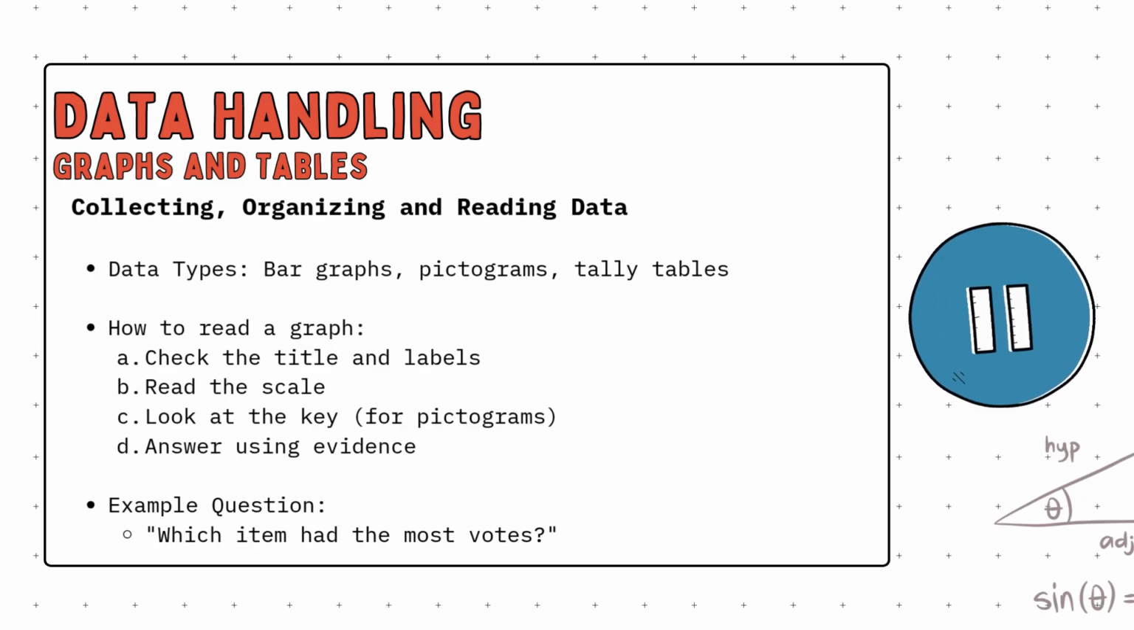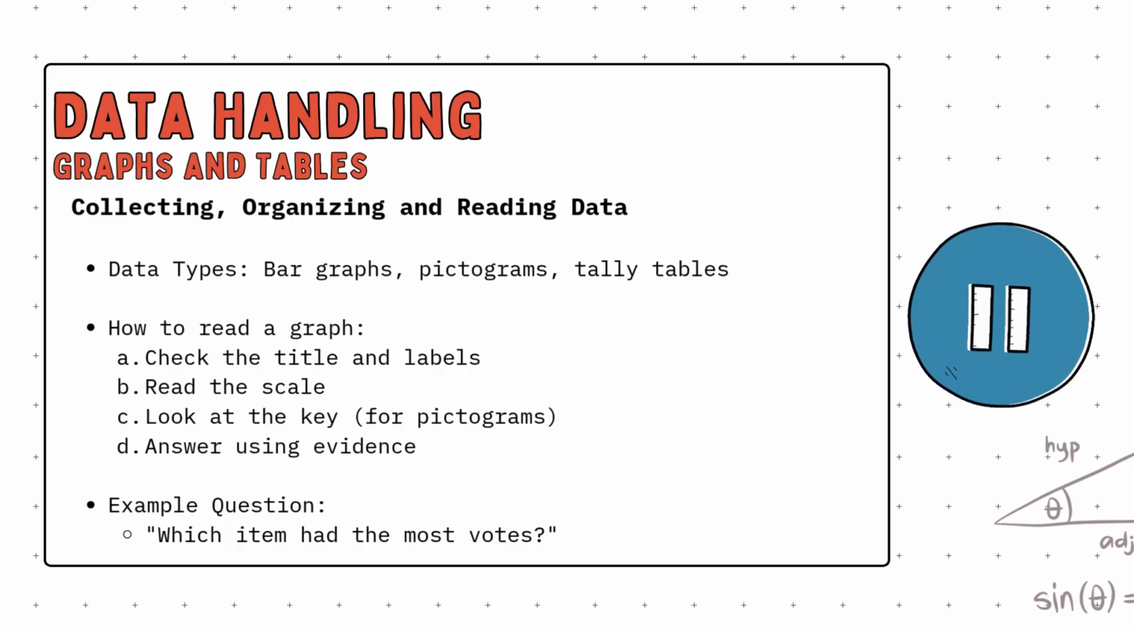If you are reading a pictograph, make sure you check the key. The key tells you what each picture stands for. For example, one apple might stand for 5 votes. Read the scale carefully, especially on a bar graph. The numbers must be read correctly so you can understand the values.